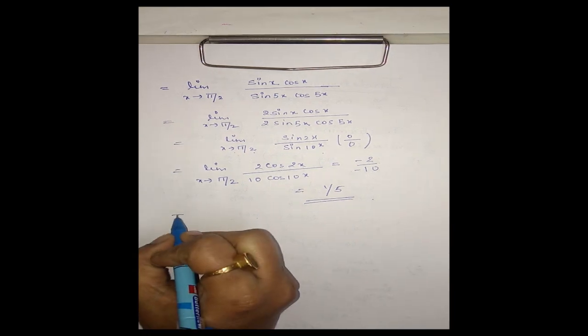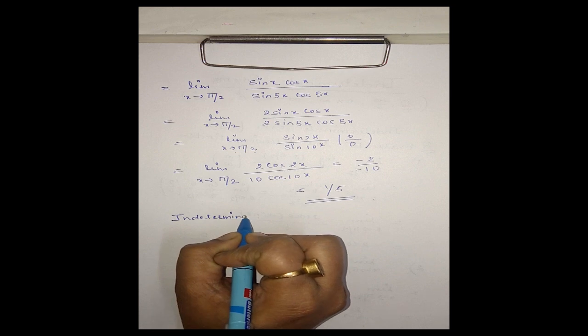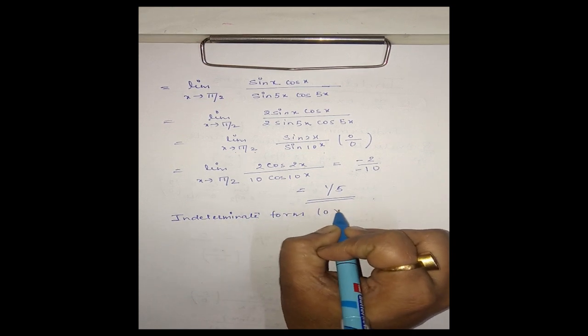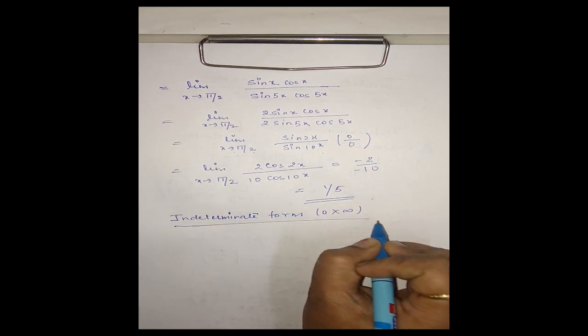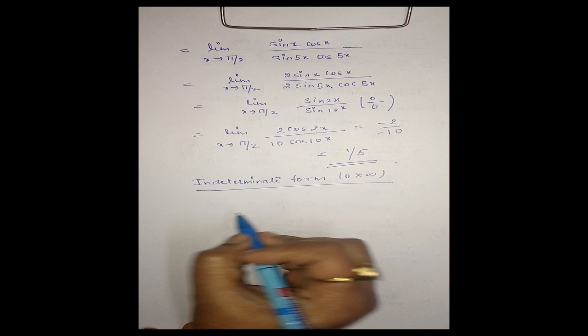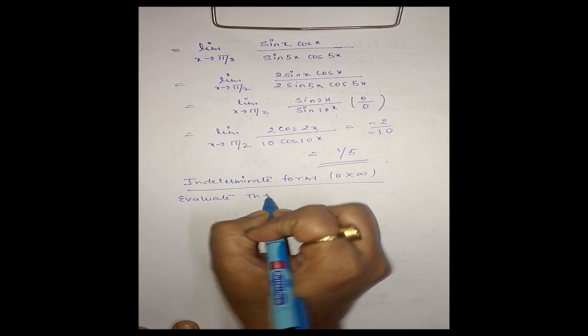Now we consider the next type, indeterminate form 0 cross infinity. Okay, now we consider this form. Evaluate the following limits.